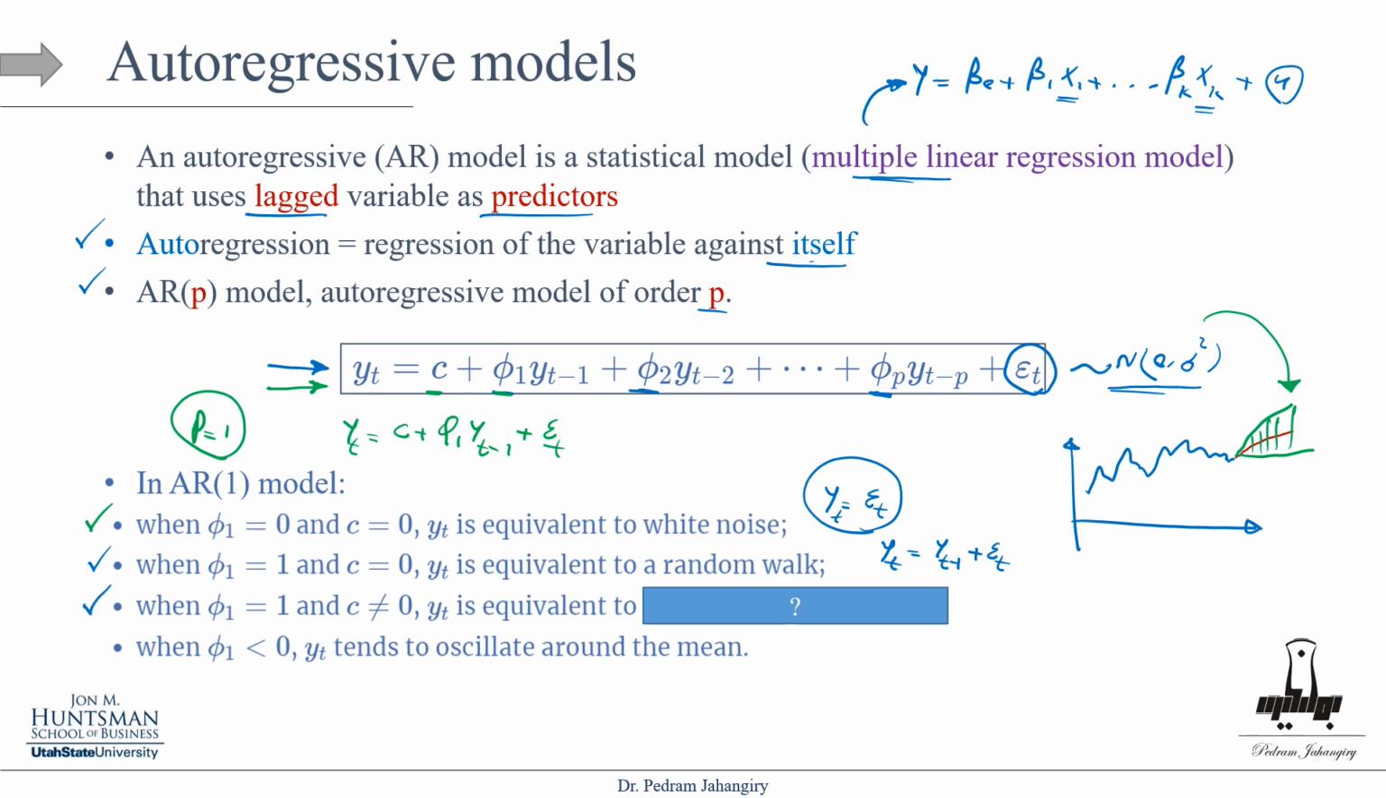When phi1 is equal to 1 and c is not equal to 0, you get something like this: yt is equal to c plus yt minus 1 plus epsilon t. What is it? Yeah, there you go. This is your random walk with drift.